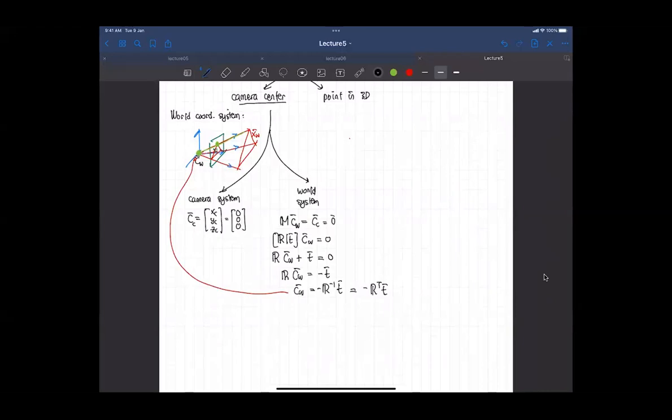So now, by doing this, we know the camera coordinates given the camera rotation and translation. Of course, there's a question here: how can we get R and T? To get R and T is called camera calibration. I will discuss further later on how we can get R and T. Again, the task for getting R and T is called camera calibration.